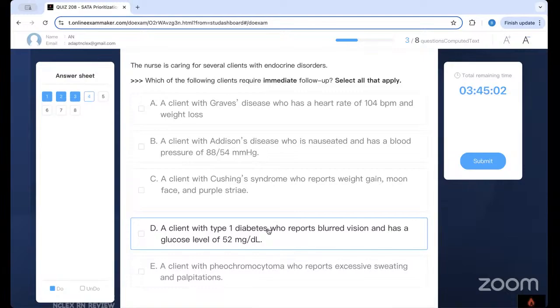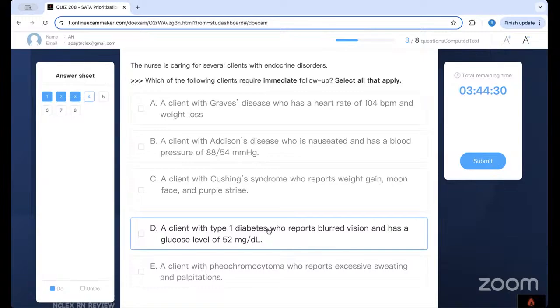Too much thyroid hormone. Who has heart rate of 104, and then weight loss. Is this what you expect in a patient with Graves disease? If it is, then don't worry about it. I have Addison disease. I'm nauseated. My blood pressure is 88/54. Is this what you should expect? If you expect it, is it okay to let go? You have to be sharp. Cushing patient, he has weight gain, moon face, purple striae in the abdomen. Is that what you expect?